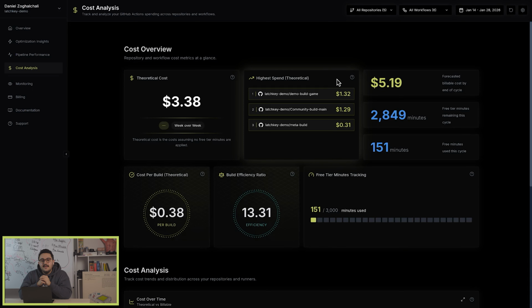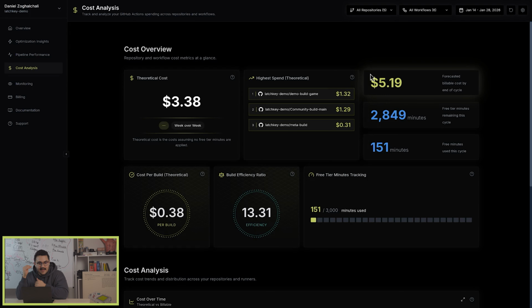Next to it, highest spend ranks your top 3 repositories by theoretical cost. This helps you quickly identify which repos are consuming the most resources. On the right, you have 3 stacked metrics. Forecasted billable cost is your projected actual bill by the end of the billing cycle. This is what you really pay.